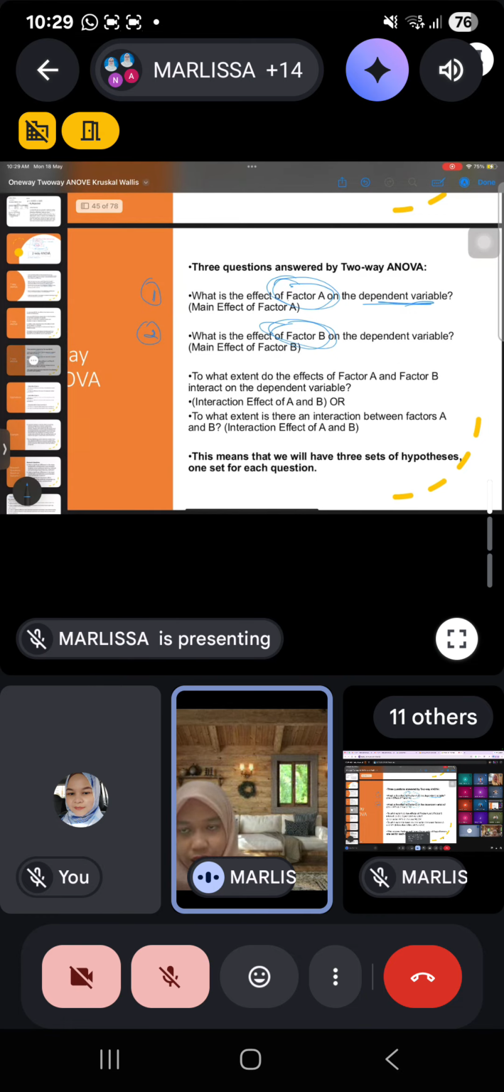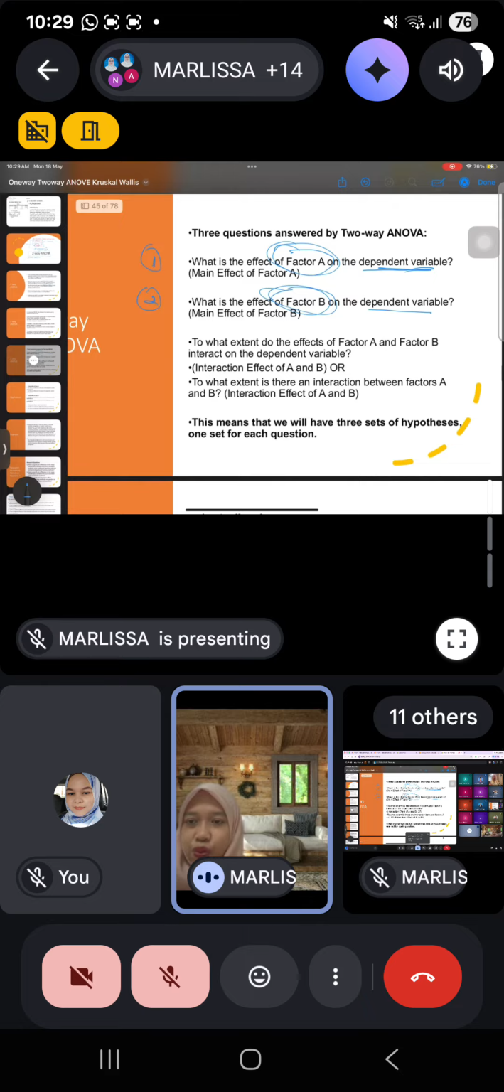Okay, and the second research question would be, what is the effect of gender on the quiz performance? That should be the first research question and the second research question. And there will be the third research question about the interaction effects. Okay, interaction effects. This is all.